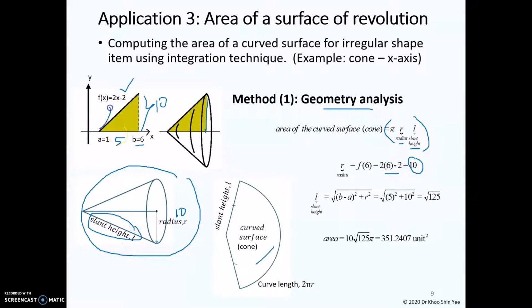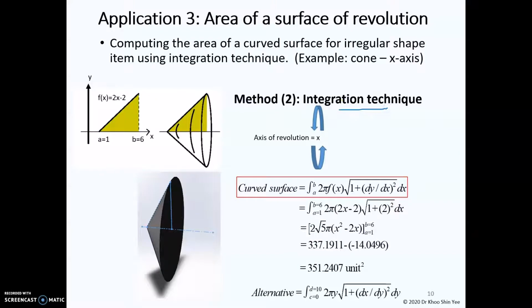Therefore, you can find the slant height here by considering this triangle. So you can take 5 squared plus 10 squared and take the square root. Then you should be able to obtain square root of 125. Substitute these two pieces of information inside. Then you get the final answer for the area of the curved surface for this cone.